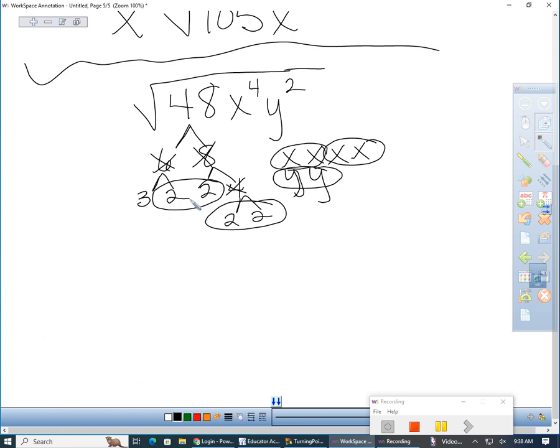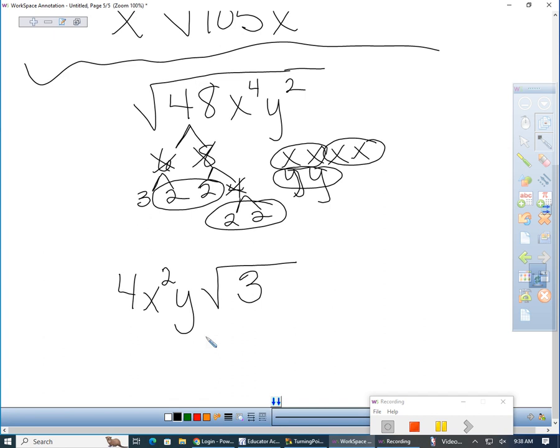We have a group of 2, another group of 2. So 2 times 2 is 4. I have a group of x, so x times x is x squared. And I have a y. And then staying at home, what doesn't have a friend? The 3, exactly. All right, questions?